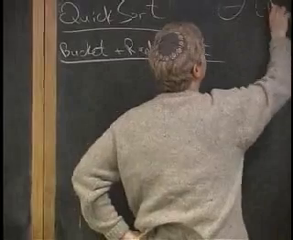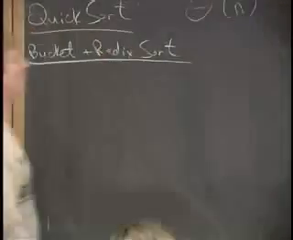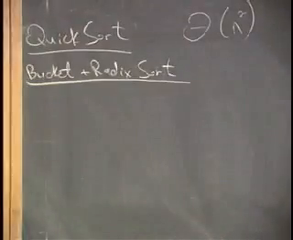The interesting thing about quicksort is that if you analyze its worst case, it's not so quick. Its worst case is order n squared.